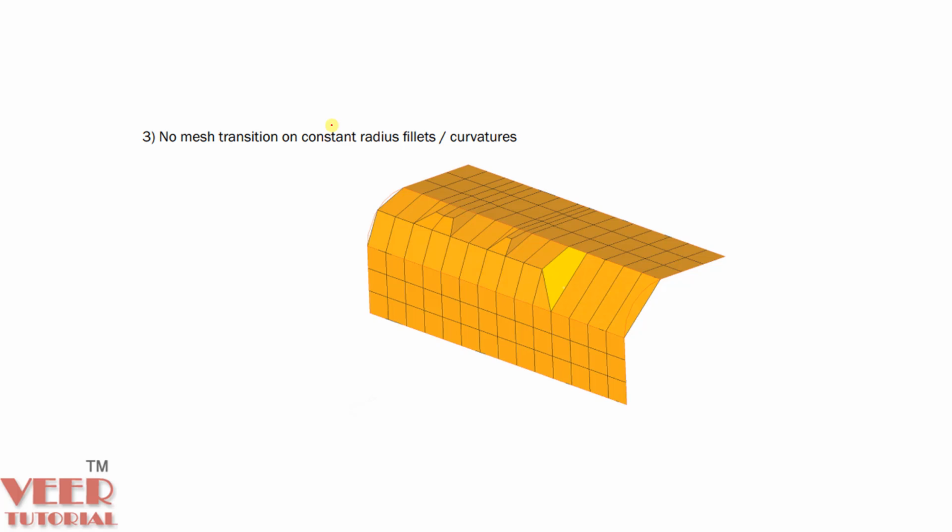And generating a good mesh on the fillet or any radius or any curvature is very important, because these are critical areas where there is maximum chance of failure. So there should be no mesh transition on a radius. Here you can see currently two layers of elements are coming, but suddenly it has come to one layer. Now here you can see only one layer. This is something not recommended. Also here you can see the flow of mesh is not good here. This is something not recommended.